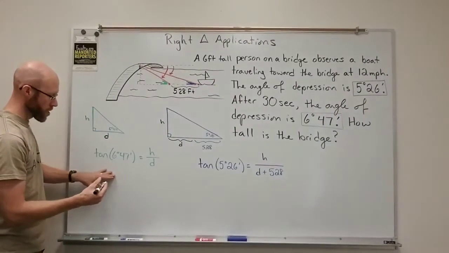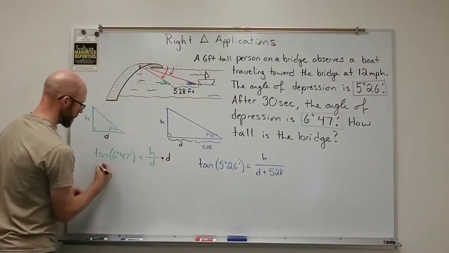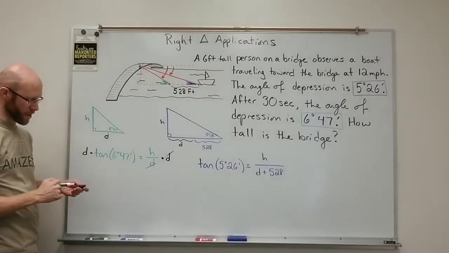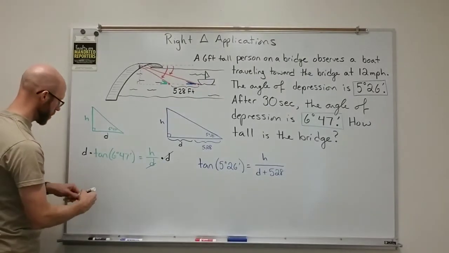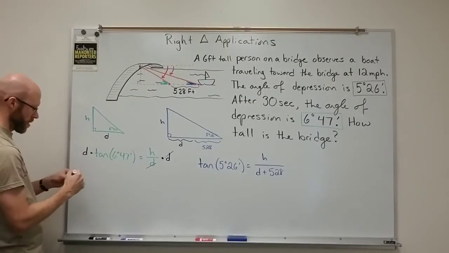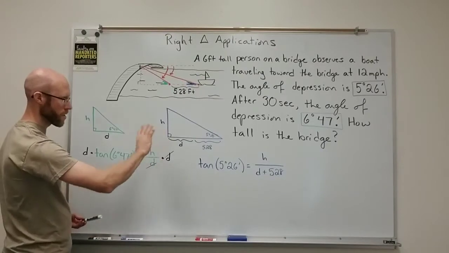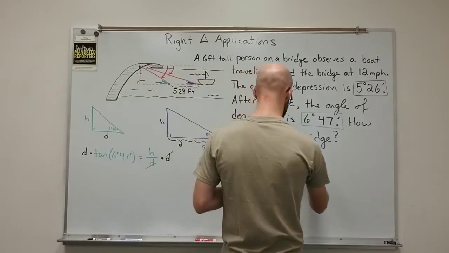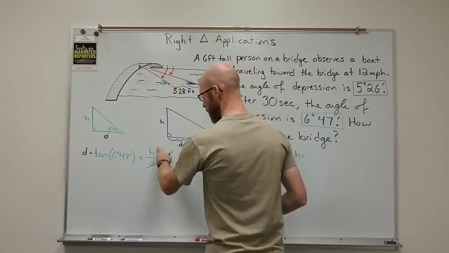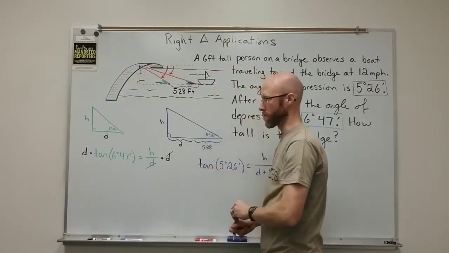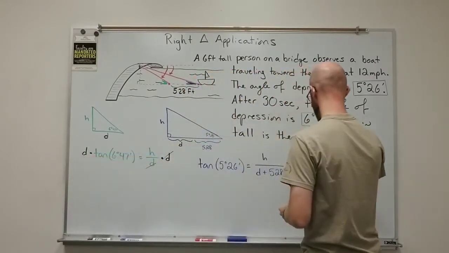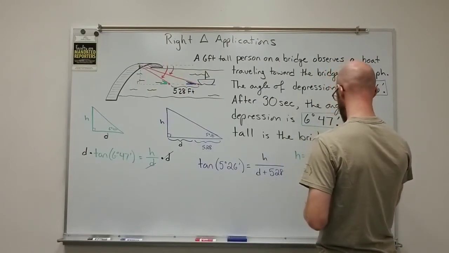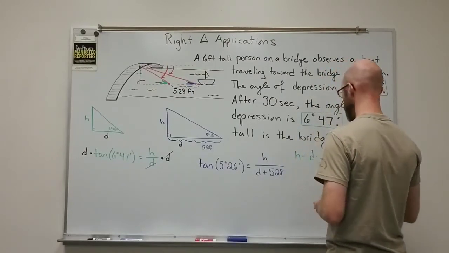So this first equation, I'm going to multiply both sides by d, and that will cancel out on the right side, and that will leave me with an equation. I'm going to set it off to the far side here. It's going to be the equation h equals, that's all that's left on the right side. I'm switching sides here. d times the tangent of 6 degrees 47 minutes. Okay.